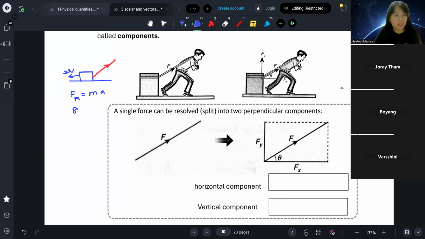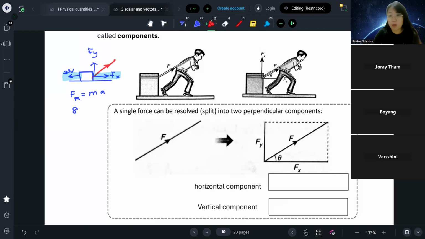So we have to learn how we resolve, or break, or split into two components, which are 90 degrees apart. Horizontal, we will say Fx. Vertical, we will say Fy. This is the reason why we need to split up. After we split it out, we can compare the horizontal part and the vertical part, so we can find the answer for the resultant force. So the resolution of forces is quite important.